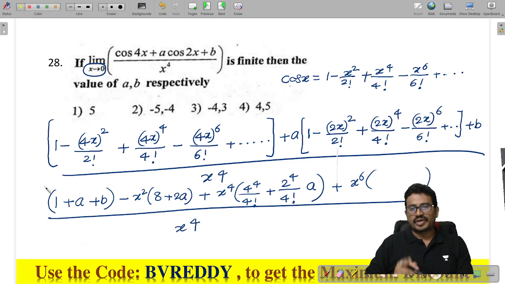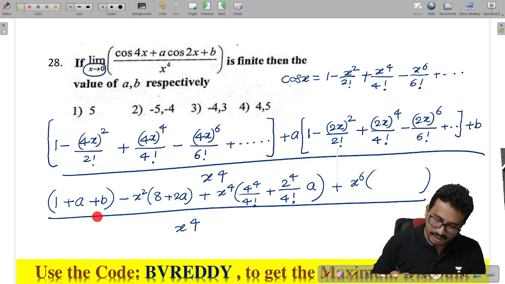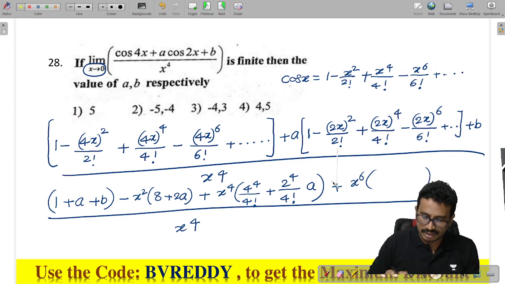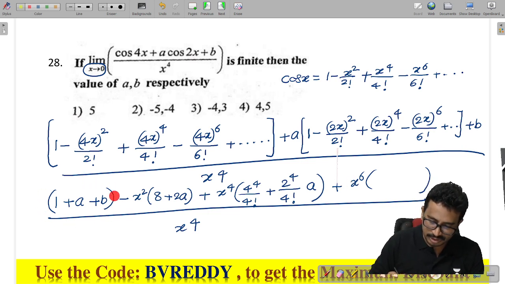But they are saying this is finite, which means this term must become 0. Now x power 4 will get cancelled. Now this term will be constant, tell me all of you. Then that is a finite answer. The remaining terms, x power 6 and so on, all these higher order powers will become 0 because x tends to 0. So this term must be 0, and this term must also be 0.